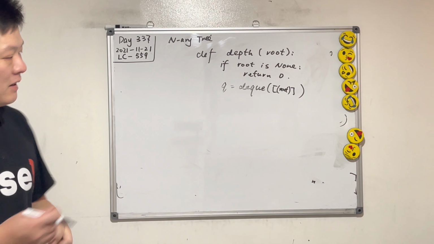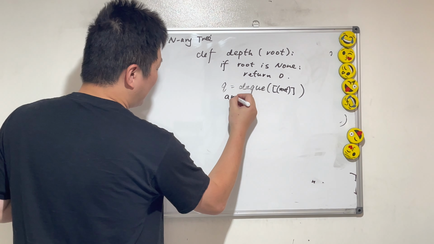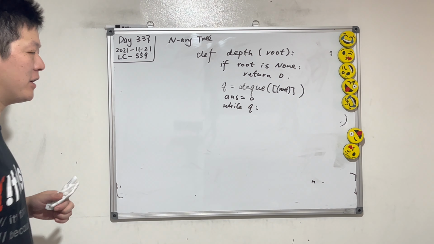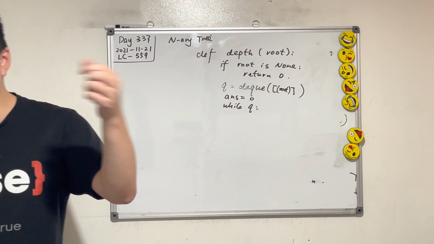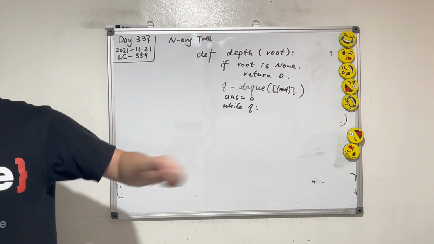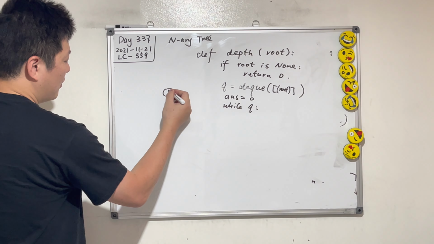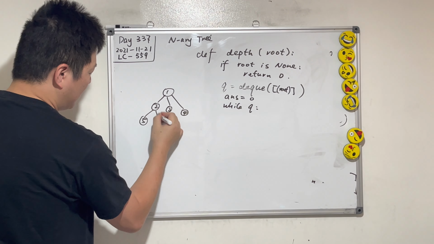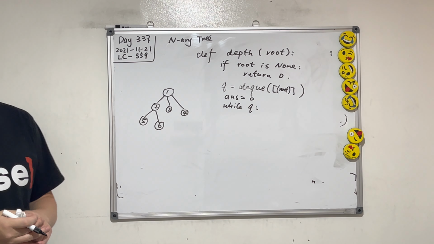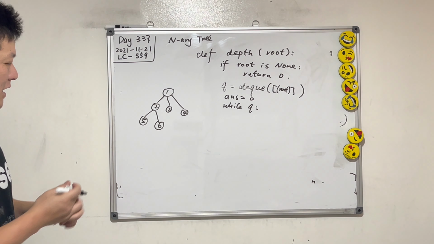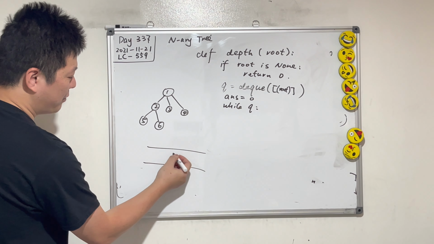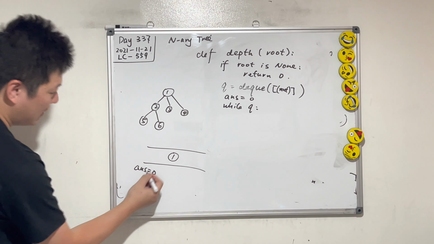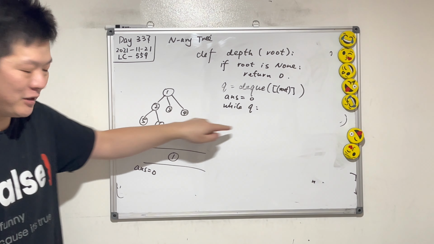Okay, so now the answer at the beginning is 0, and then while q, then what we need to do? Every time we take nodes out of q, we need to increment the answer, the level, right? Make sense? Look, 1, 2, 3, 4, 5, 6. What's the breadth first search order of this? Easy, 1, 2, 3, 4, 5, 6. But how do we emulate it? This is a queue. At the beginning, we put a 1 here. The answer will be 0. Then we take it out. We take everything out.